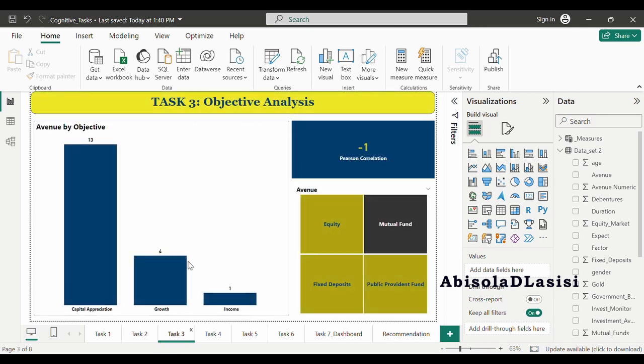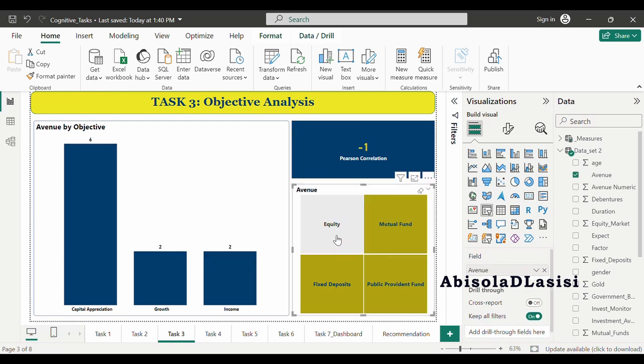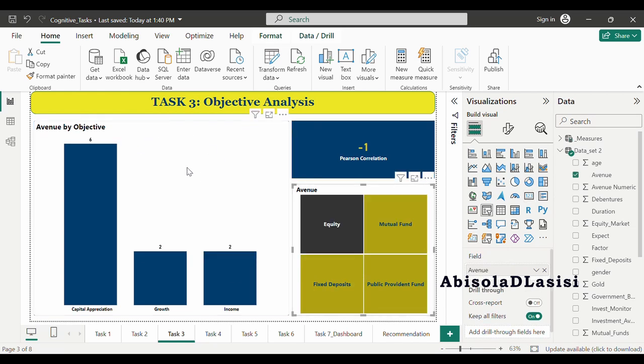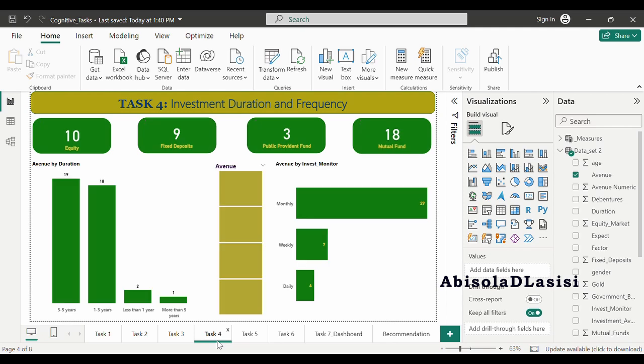Task 3 is to find the objective analysis, which is the objective of investment. We have the capital acquisition, we have the growth, we have the income. We also calculate the Pearson correlation, which is here. Here is our slicer for easy maneuver of the analysis.